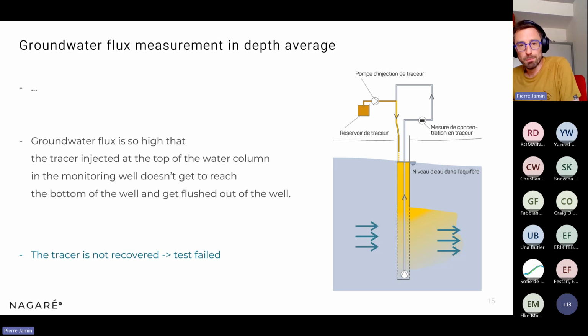But it's really not a problem, because if the flux is really high, then it means that the duration of the experiment will be quite short. So that's good for us, and that we can apply the technique in logging mode, and it won't take a lot of time to get the results.